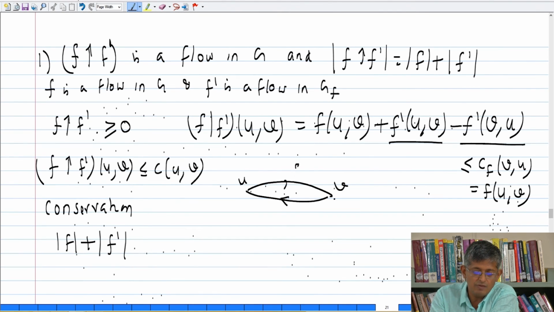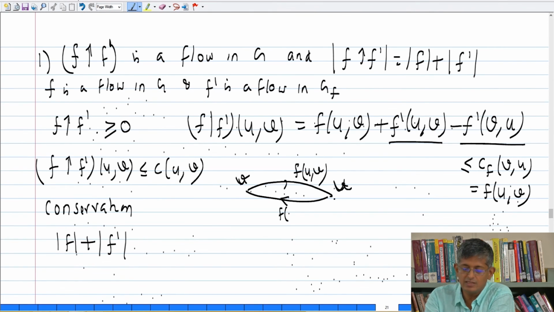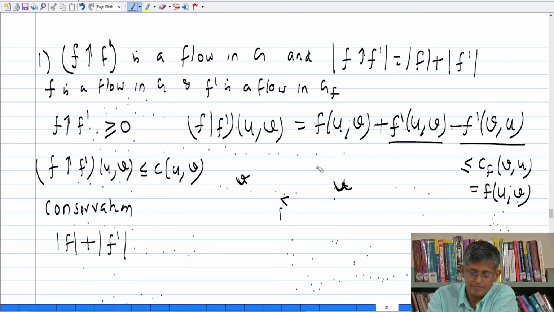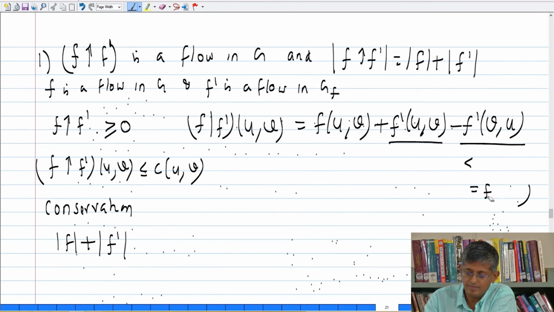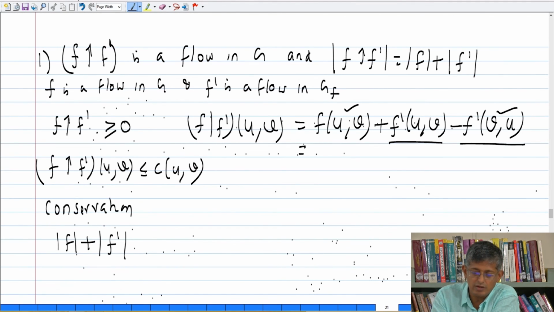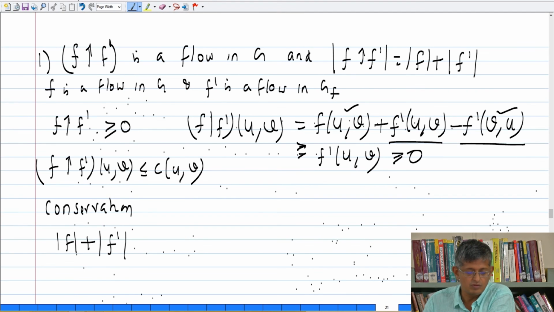You have UV. If you have a flow of F, then the capacity of this edge would have been F of V comma U. The capacity of this edge would have been F of U comma V. These two would cancel, so these two terms would cancel and this would be greater than or equal to F prime of U comma V, and this is greater than or equal to 0 because that was a positive value on the flow.